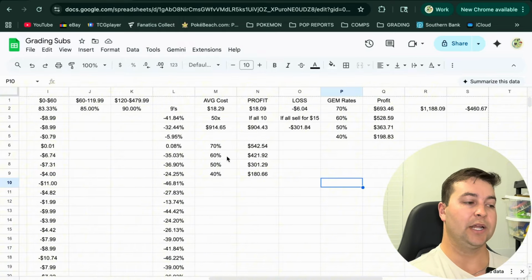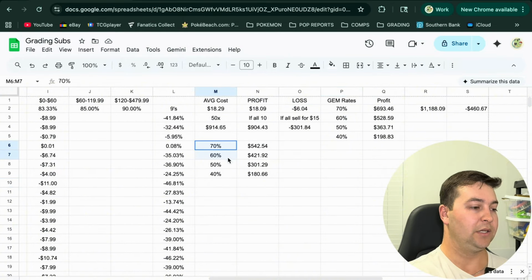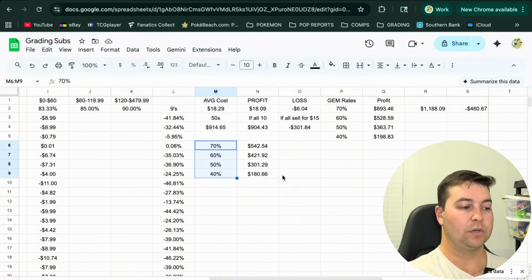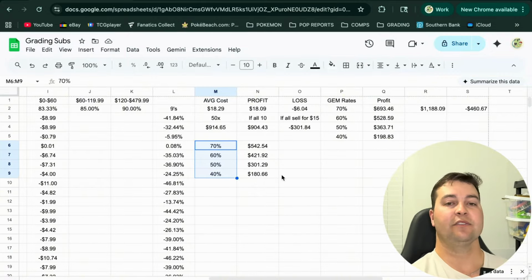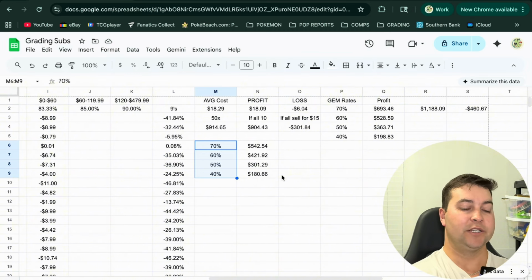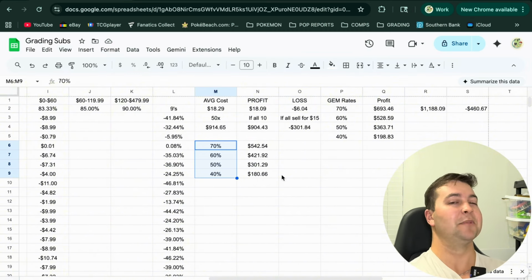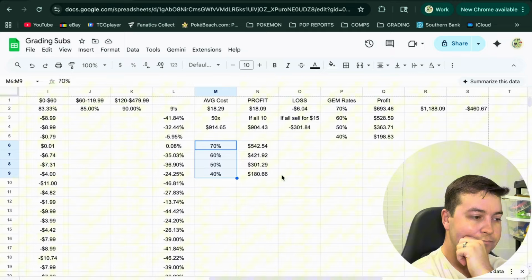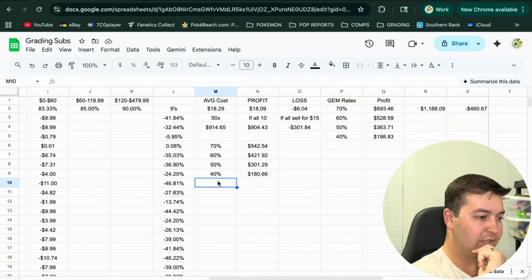And going down the row here, you can see if I got 60% gem rates, 50%, and 40% gem rates. If I got less than half of the cards a 10, I could still make money. And that was kind of mind-boggling a little bit. I was surprised to see that.